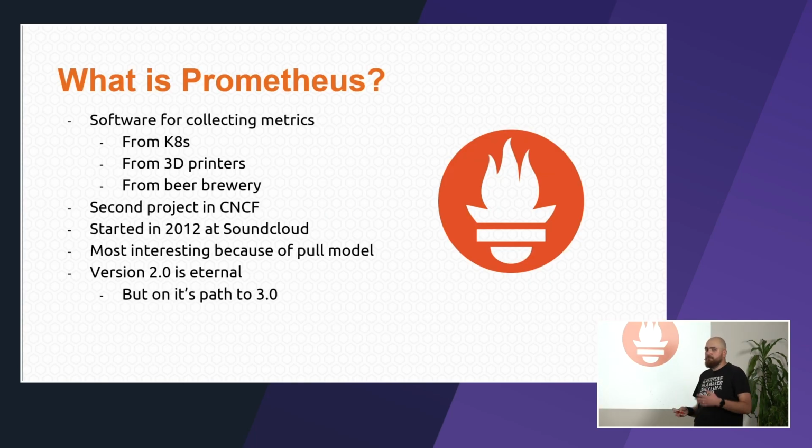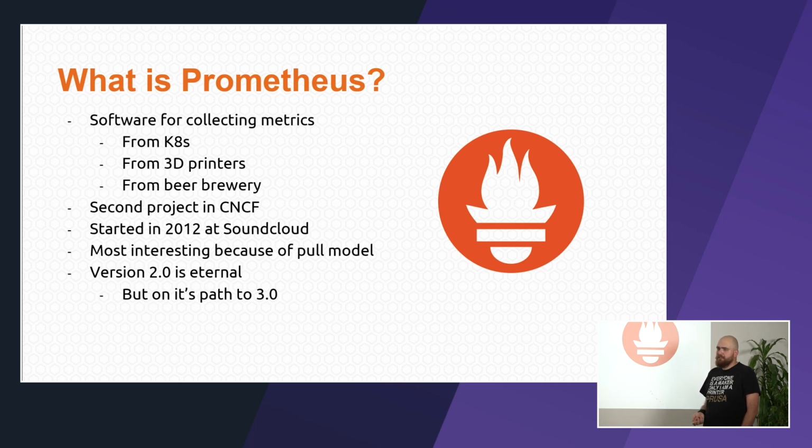What is Prometheus? Prometheus is basically software for collecting metrics. If you have metrics of any kind, mostly these days in Kubernetes clusters, they are probably in Prometheus format. Prometheus scrapes metrics from the /metrics endpoint, collects them, and stores them inside its TSDB. It's the second project in the Cloud Native Computing Foundation. The first one was Kubernetes, but it started in 2012 at SoundCloud. And no, that's not the reason why the logo is orange.